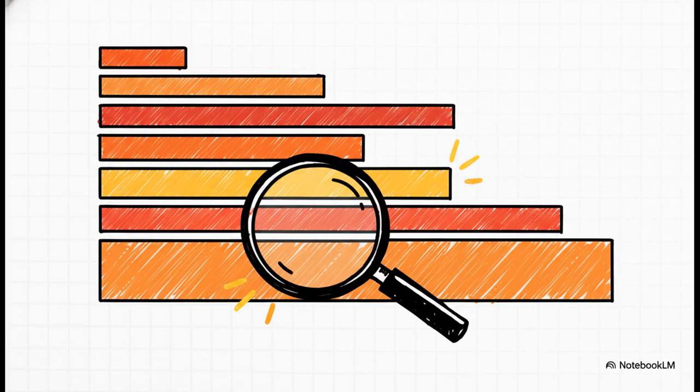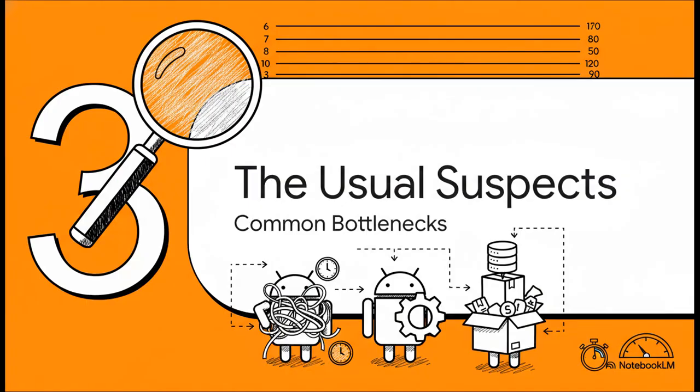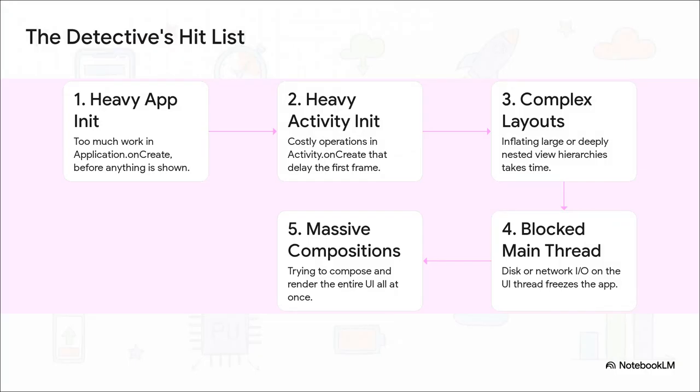The really wide parts of the flame, those are our biggest time sinks, our prime suspects. So, with all our evidence gathered from the profilers, a few common culprits, our usual suspects, almost always emerge from the investigation. Let's take a look at the lineup. After looking at all the evidence, the slowdowns nearly always trace back to one of these 5 things.